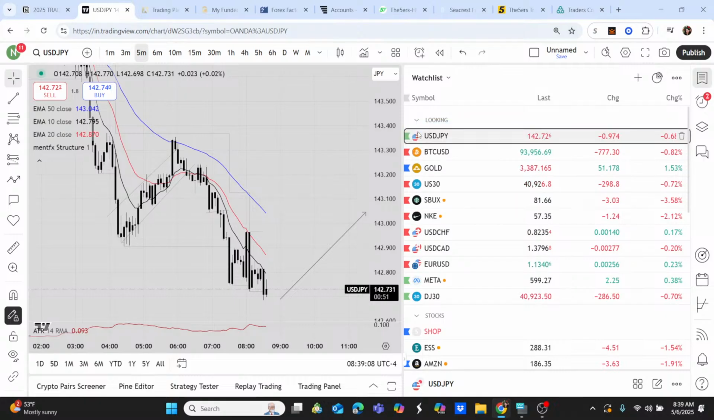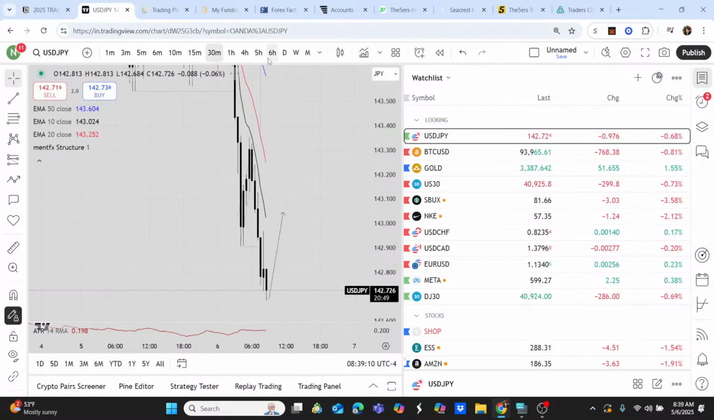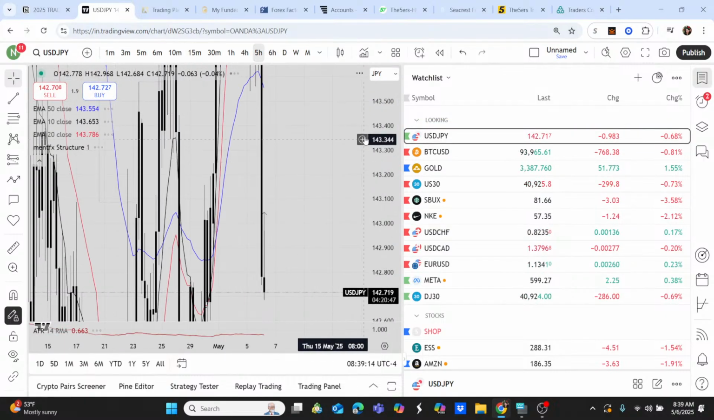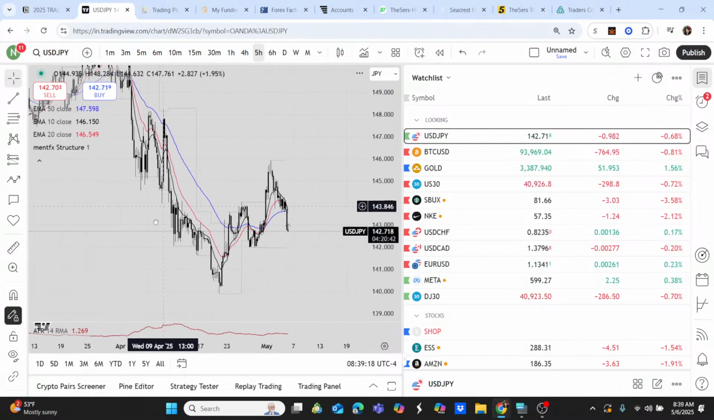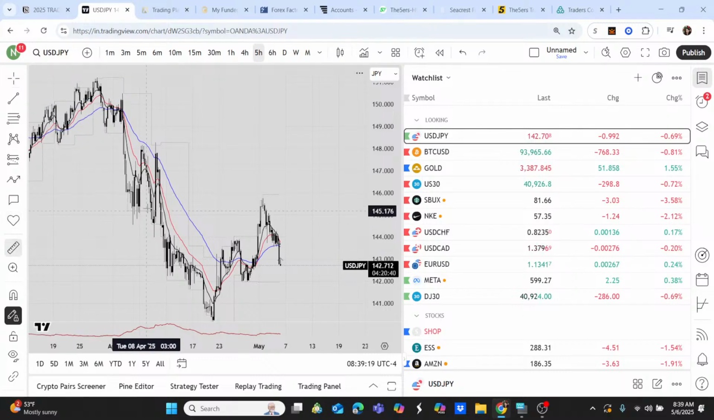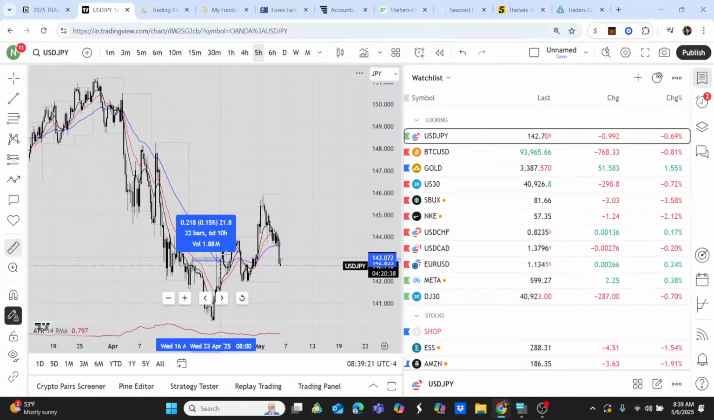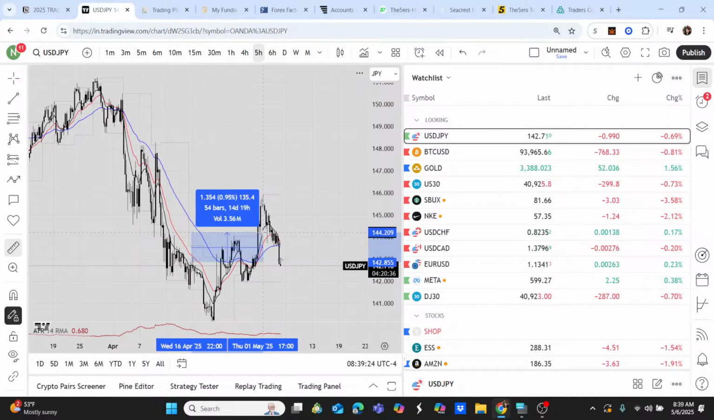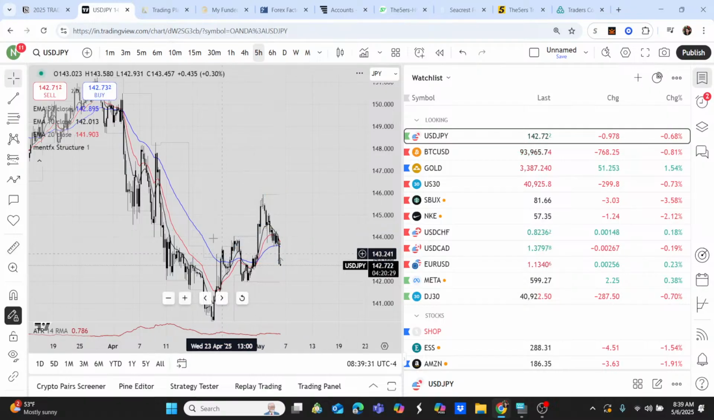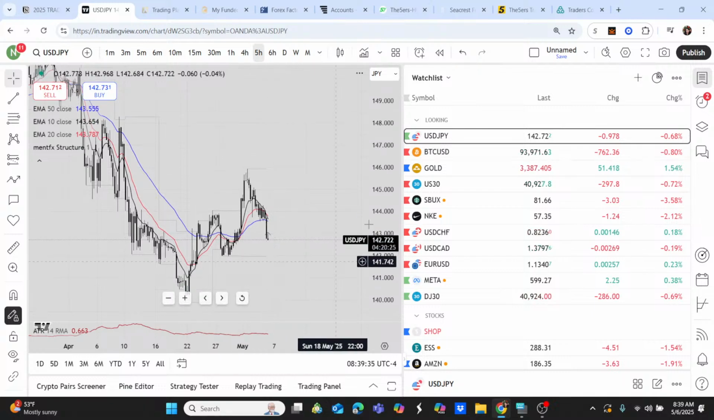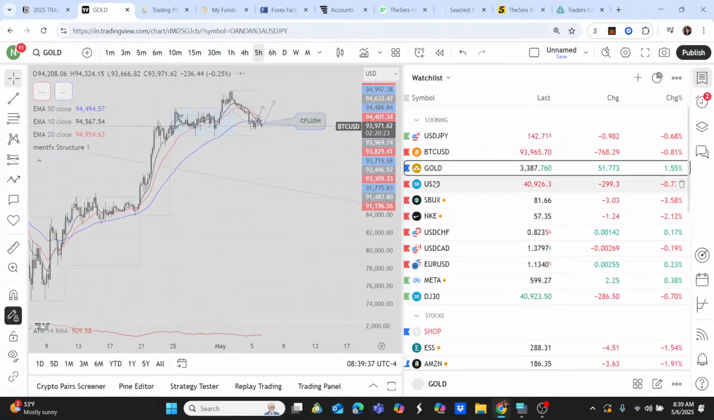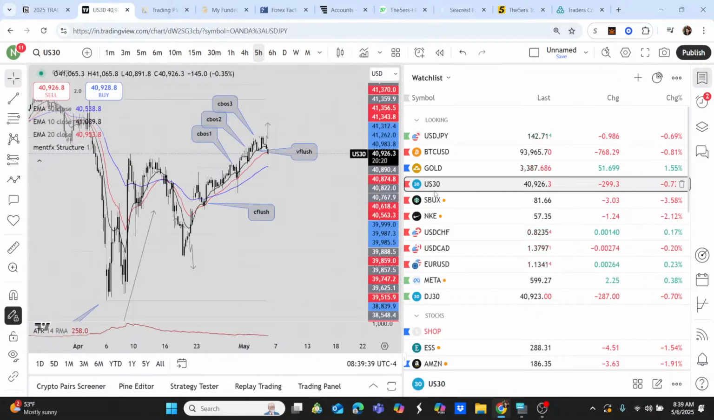So I like how USD JPY actually looks. You can see how long I basically waited for price to look clear right here. This is 19 days. So yeah, USD JPY looks clear for me.